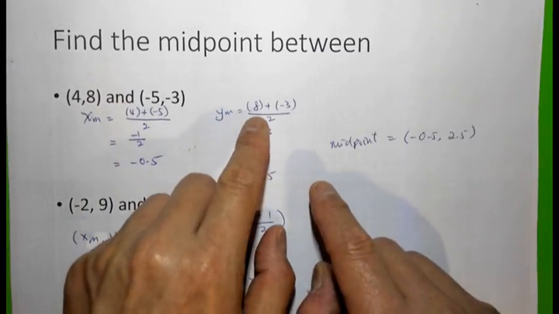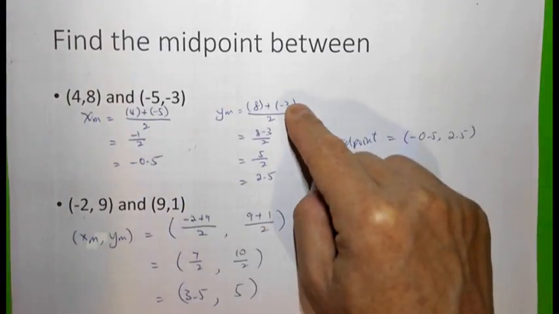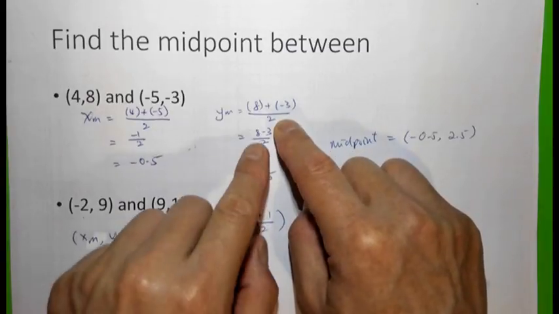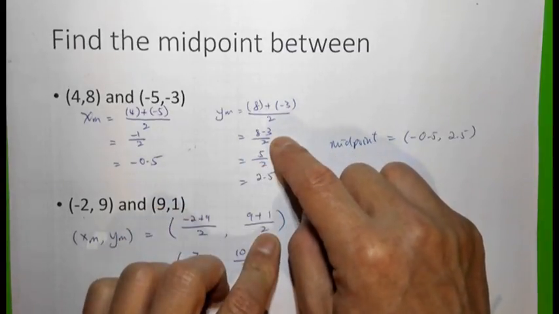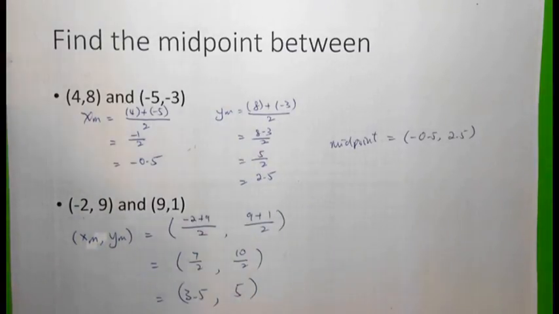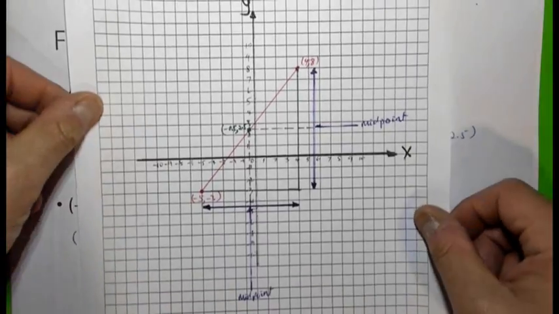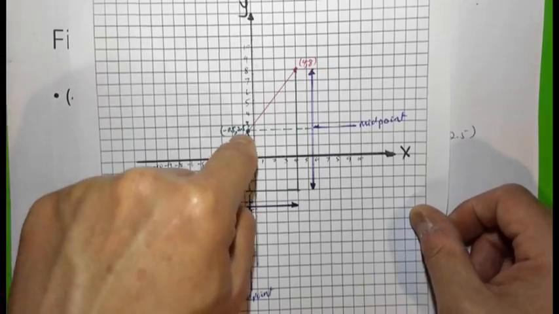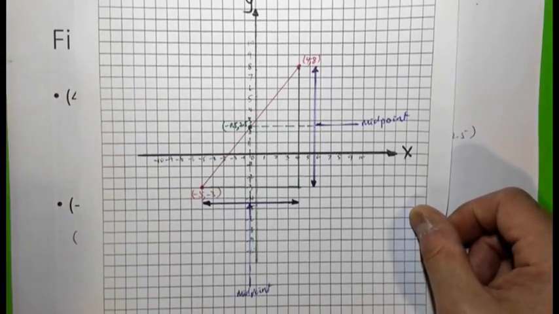For y, we've got 8 plus minus 3 divided by 2, which is 8 minus 3 divided by 2 is 5 divided by 2, and we have 2.5. And the midpoint is actually minus 0.5 and 2.5. Exactly the same as we found based on the graphical method.